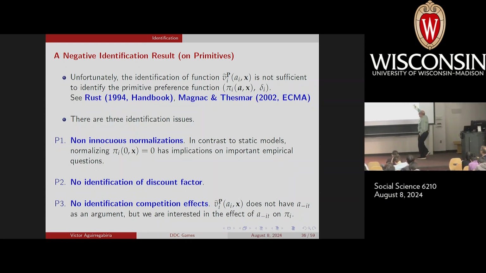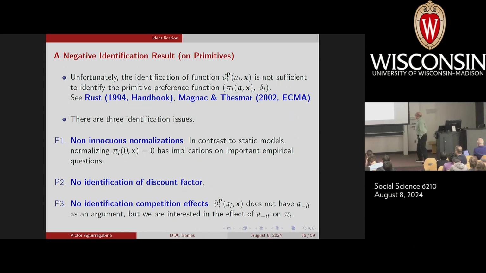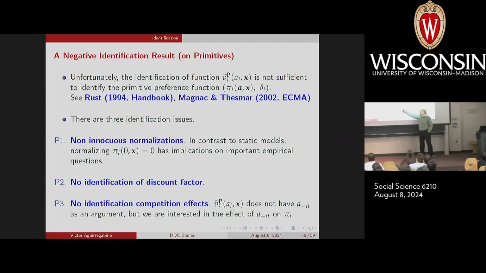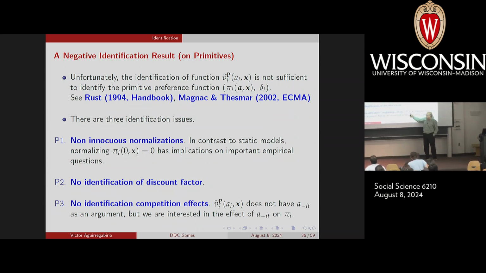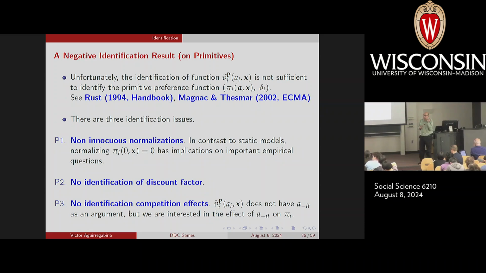And in principle, that doesn't give us identification of the discount factor. There is a normalization that is not innocuous in this type of model, and that plays a role. And also, very importantly, notice that what we are identifying is these conditional choice value functions integrated over the distribution of the actions of my competitor, okay? But we are not recovering a utility function or a value function that depends on my action and the actions of my competitor, okay? That will require additional identifying restrictions, okay?